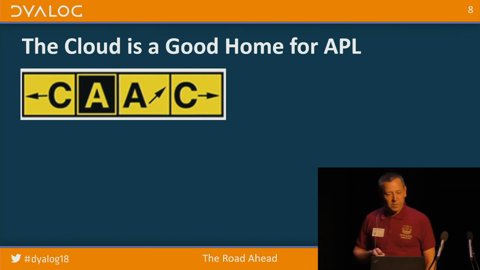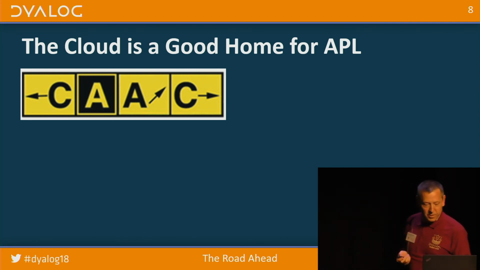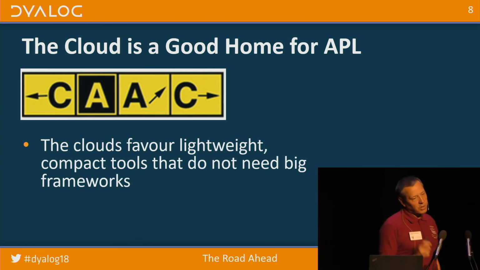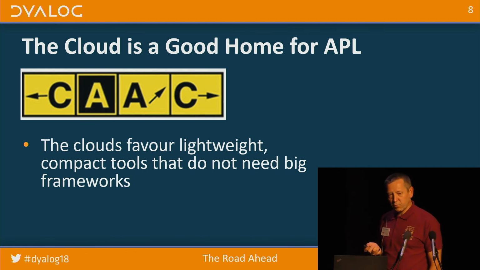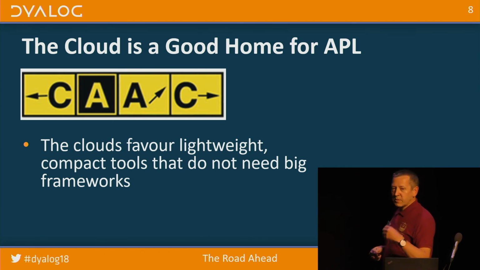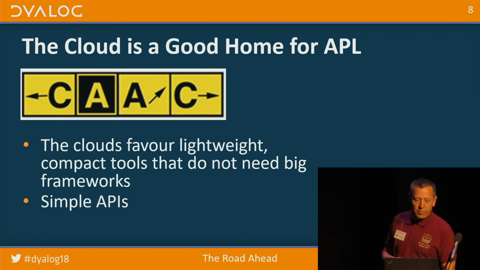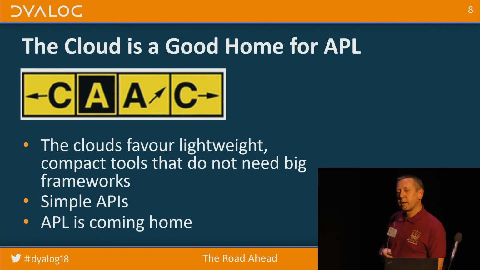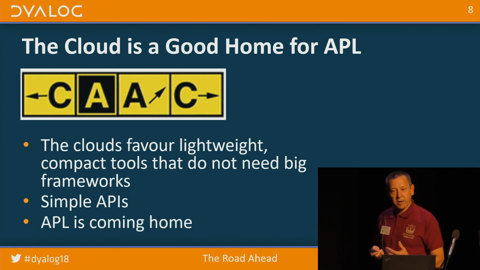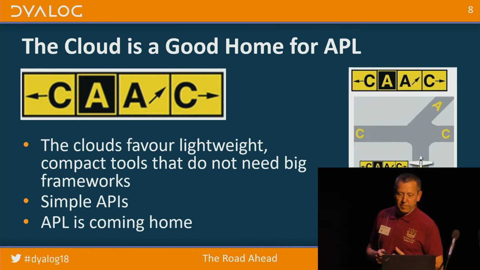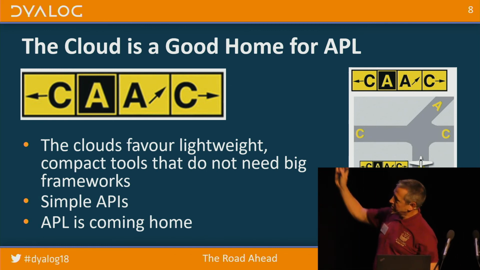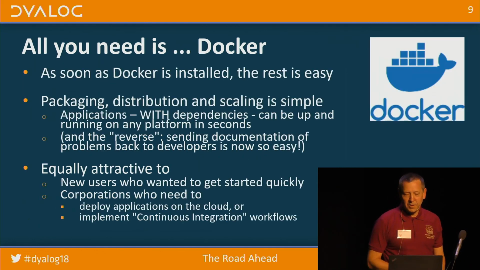The road signs look more like the kind of thing we're used to when you're in the air. This is more like our kind of notation. And these Docker containers really favor lightweight, compact tools that don't need big frameworks. You just need a little bit of internet connectivity, something that can generate HTML, and you're up and running. The APIs are simple, and it's like APL is coming home. It's feeling a bit, to me, like 1979 all over again, when we had a very comfortable environment to run APL in. That's what that sign actually means. You're at Alpha, you've got Charlie going in both directions, and taxiway Alpha goes off to the right.